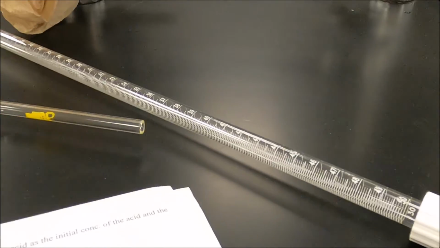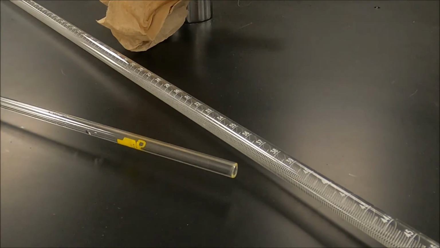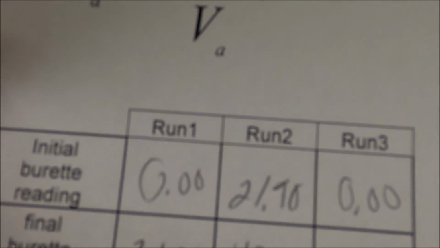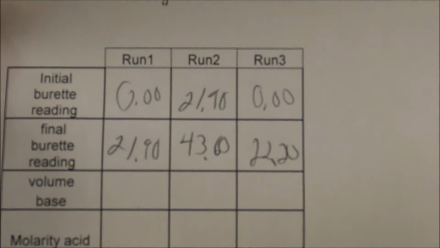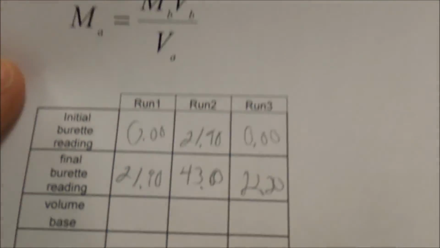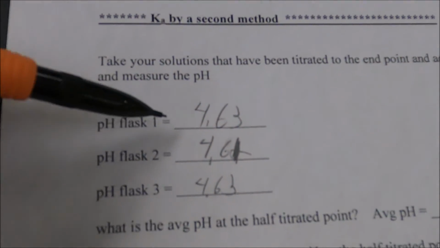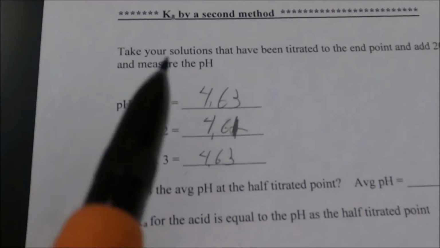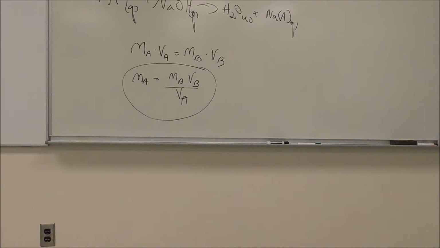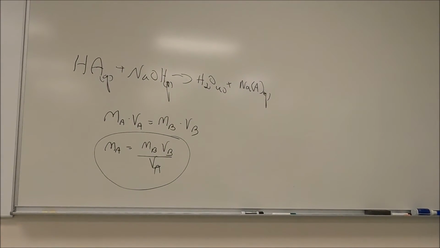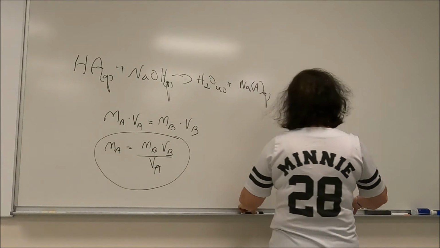So the first page of your lab should have this data on it. You're going to figure out the rest. The second page now should have the pH for those three flasks. Now let's go to the board and look at things for a second. That's how you're going to calculate the molarity of your acid solution.